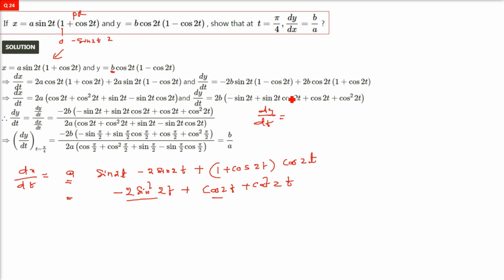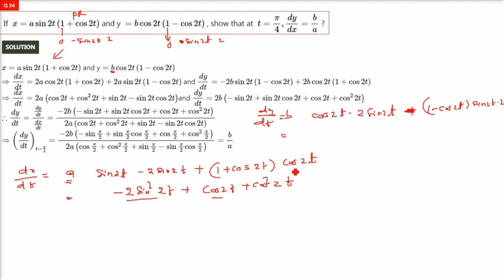dy by dt is b. B definitely is going to come later. Cos 2t times the derivative of 1 minus cos 2t: the derivative of 1 is 0, cos 2t is minus sin 2t, so minus is already there. Minus minus becomes plus, so you just write sin 2t, and the differentiation of 2t is 2. Then we have plus 1 minus cos 2t written like that. The derivative of cos 2t is minus sin 2t, so here we have minus sin 2t, and then the differentiation of 2t, that is 2. Okay, so we have 2 sin 2t cos 2t.